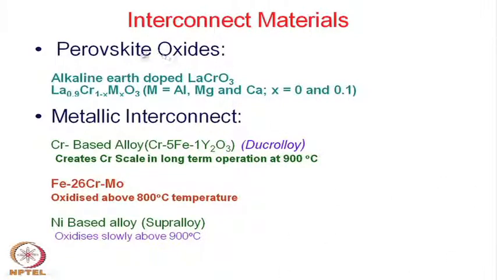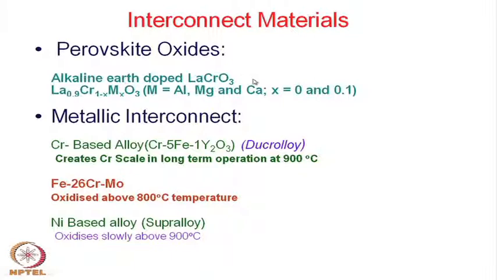Therefore, lanthanum chromite has been found to be a good electronically conducting material, and it also has a high melting point. So, it does not undergo any changes at the operating temperature of 800 to 900 degrees centigrade.